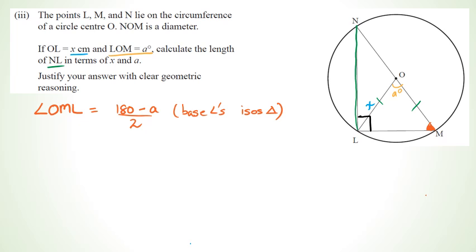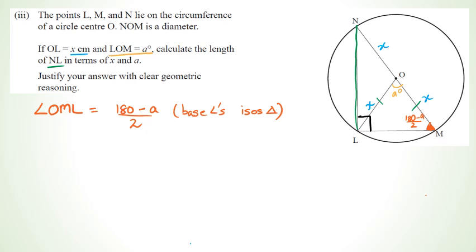Okay, so then I have this angle here, which is going to be (180 minus A) over 2. Now this next part, I wouldn't call it the tricky part, but it's just if you understand that X, in this case, is actually the distance of OL, which means X is also the radius. So if X is the radius, then you can say that ON is also X because that's the radius, and OM is also X because that's the radius.